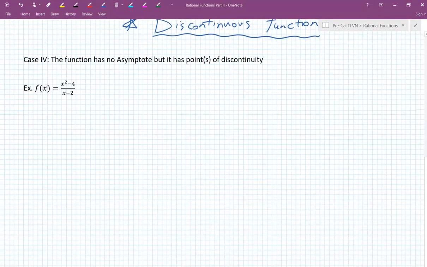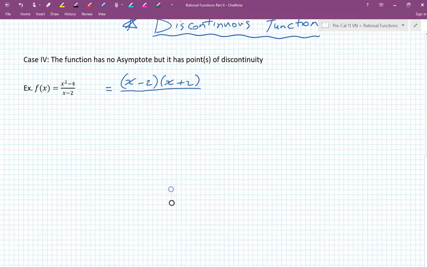This graph will have neither oblique nor vertical asymptotes, even though you think that it does, because the denominator you set equal to 0 and you end up getting 2. But here's the thing, you can actually simplify this rational expression. So to simplify that, what do we have? This is the difference of squares. Let's factor the numerator.